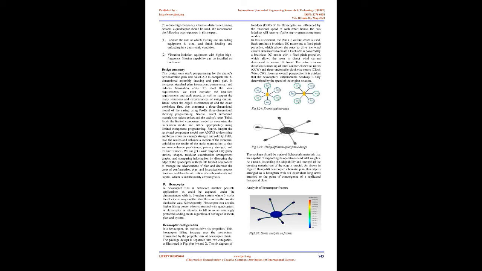Plus and X. The 6 degrees of freedom, DOF, of the hexacopter are influenced by the rotational speed of each rotor, hence, the 2 configurations will have verifiable improvement component models. In this assessment, the plus outline chart is used. Each arm has a brushless DC motor and a fixed pitch propeller, which allows the rotor to drive the wind current downwards to create thrust.